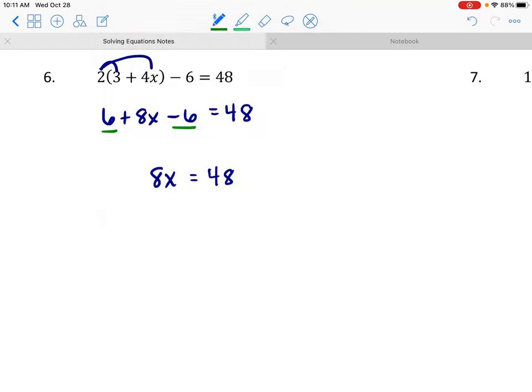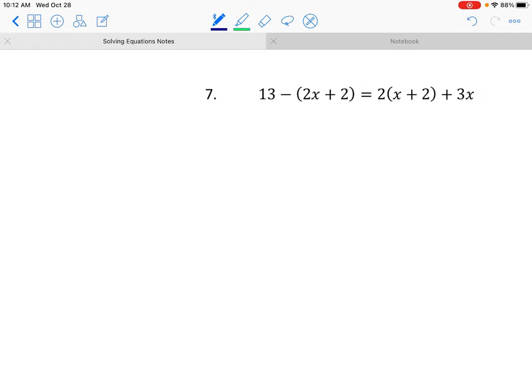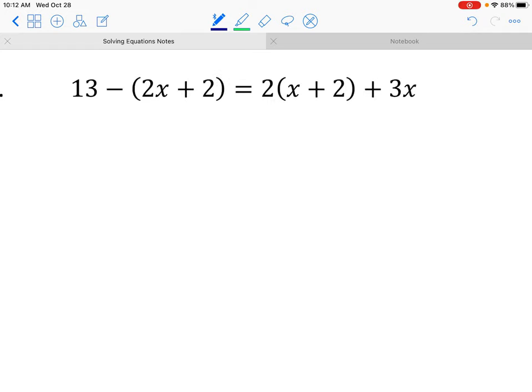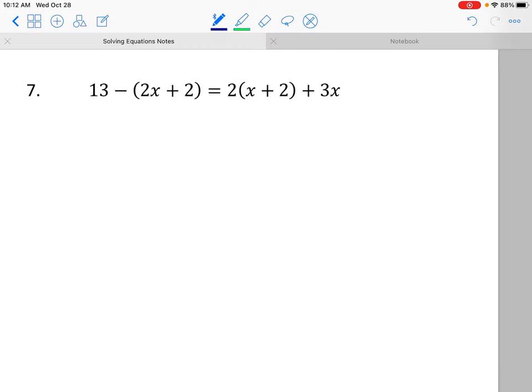To get rid of times 8, I'm going to divide both sides by 8. That reduces that to 1, so 8 divided by 8 is 1x equal to 48 divided by 8, makes my answer 6. And there that is. Okay, not so bad. Now this one, we're going to have to do quite a bit of work to simplify.